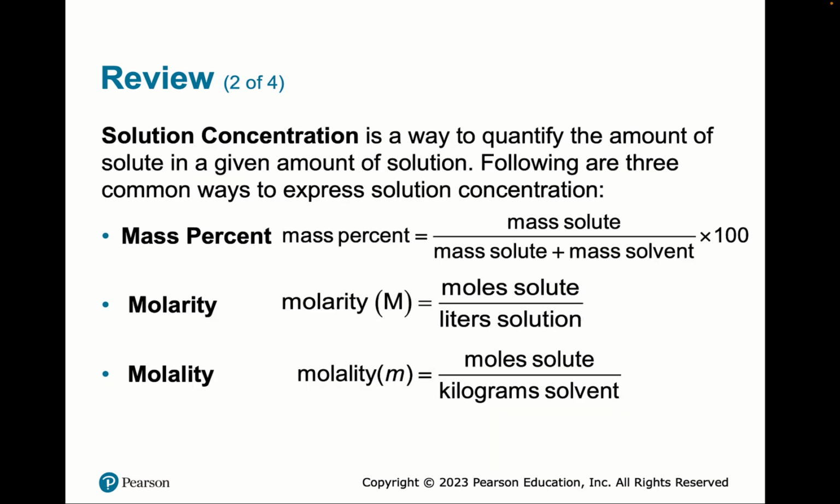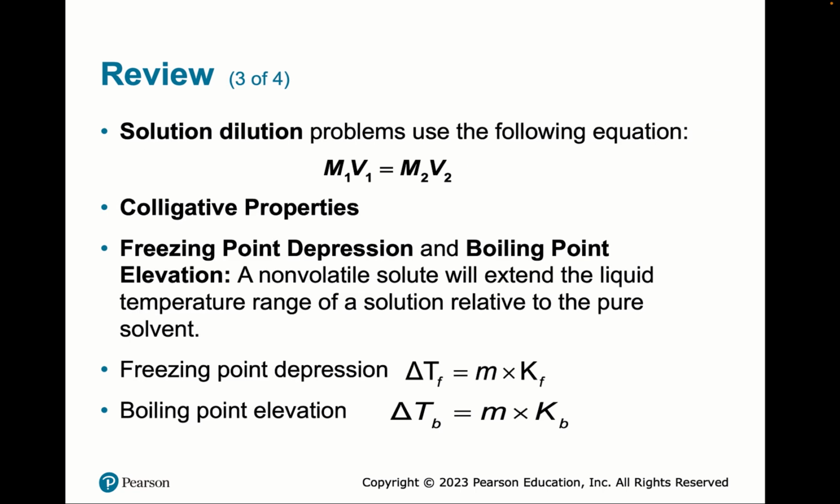Solution concentration is amount per volume. There's a couple of ways we can do it. Mass percent is very common, used colloquially quite a bit, and parts per mass, like parts per million, parts per billion. Molarity is moles per liter, used very commonly in chemistry. Molality is moles per kilogram. This is used less frequently, but can be used in certain colligative properties like boiling point elevation and freezing point depression. And we can use M1V1 equals M2V2.